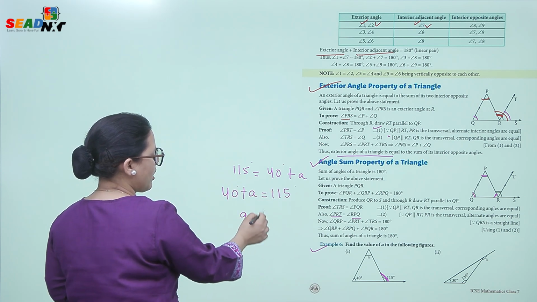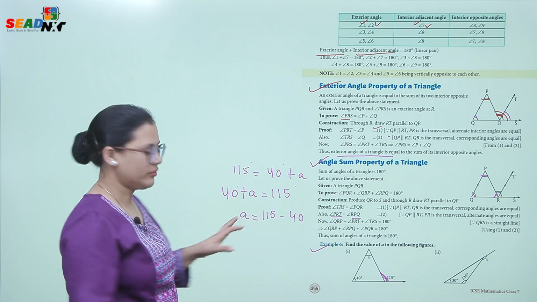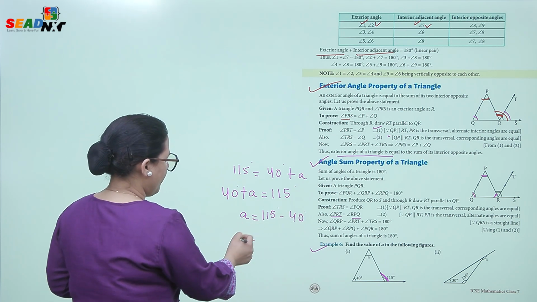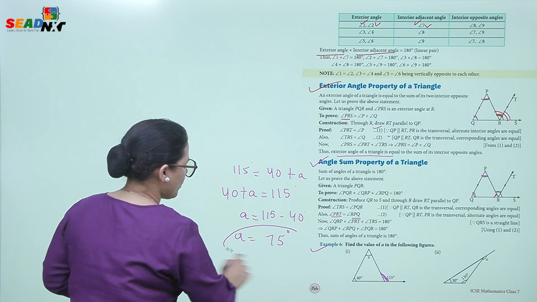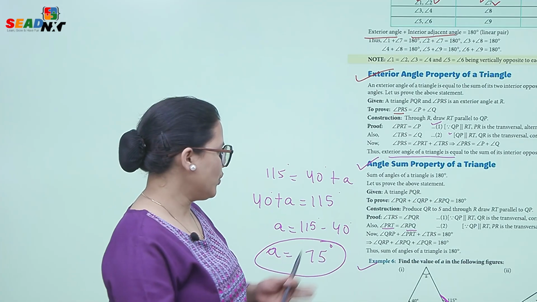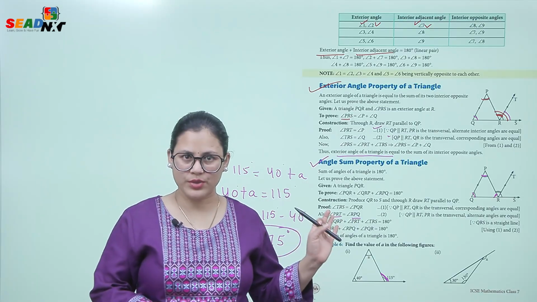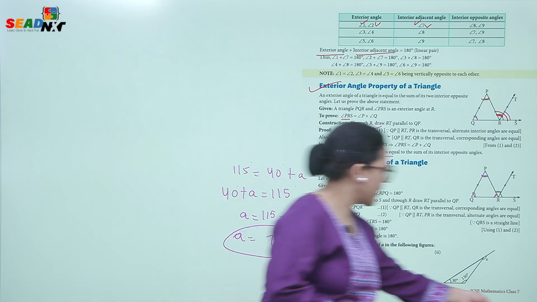Now A is equal to 115 degrees minus 40 degrees. Okay, 5 minus 0 is 5, 11 minus 4 is 7, so 75 degrees. So the value of A is 75 degrees. Similarly, you will do other parts also, okay students, और बाकी examples की practice खुद से करेंगे आप, okay?